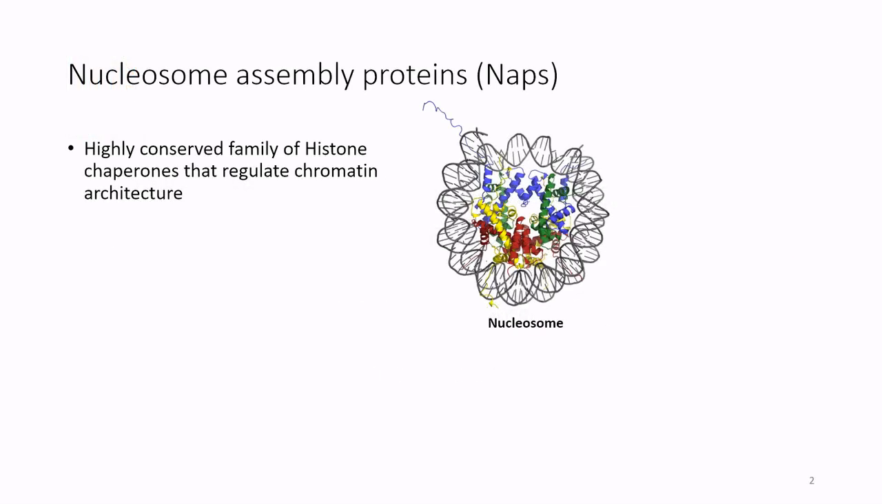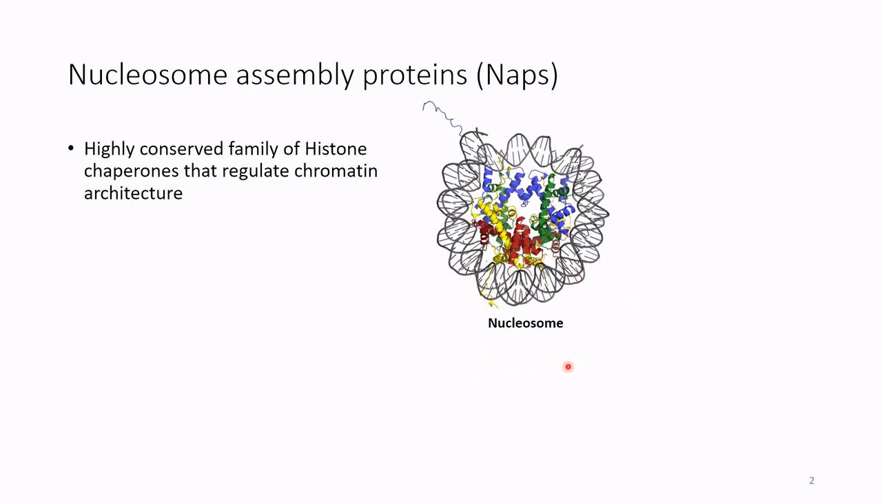We're interested in studying nucleosome assembly proteins, or NAPs. NAPs are a family of histone chaperones, which means they bind histones very tightly. Histones are the proteins responsible for packaging the DNA in the nucleus of a eukaryotic cell. They do this by forming this protein-DNA complex called the nucleosome.